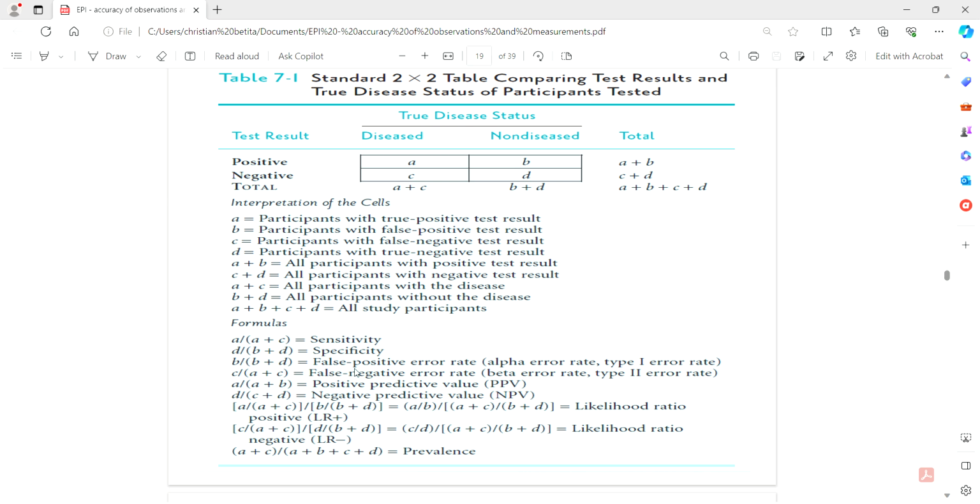Your false positive error rate is B over B plus D. False negative error rate is C over A plus C. Your likelihood ratio is given by this formula, likelihood ratio positive and likelihood ratio negative. And prevalence is your disease positive, the sum of your disease positive all over the total number of subjects, so A plus B plus C plus D.